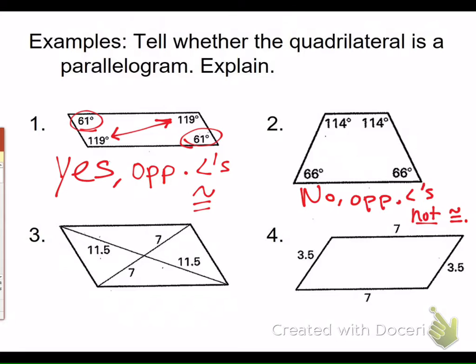Number 3, is that a parallelogram? Yes. Why? Those aren't angles. Those are diagonals. What do we need to know about diagonals? Excuse me. Diagonals, it's a B word. Bisect each other. Yes.